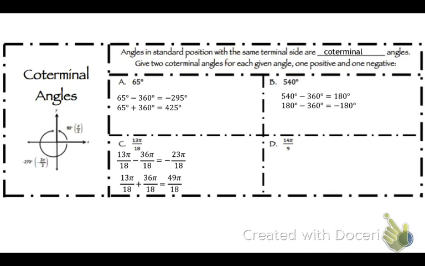Okay, let's look at D. So I'm going to do 14 pi over 9 minus 2 pi. Put that over 1. Get a common denominator, which is 9. So I'm going to multiply top and bottom by 9. So that's 18 pi over 9. Then subtract that out, you get negative 4 pi over 9. So I got my negative one, now I just have to get my positive. So 14 pi over 9 plus 2 pi, put that over 1, multiply by 9, top and bottom. So that's 14 pi over 9 plus 18 pi over 9, which is 32 pi over 9. We got them both. Okay?